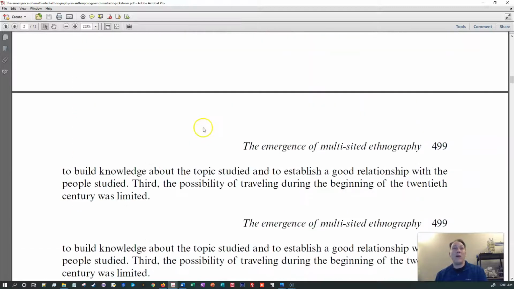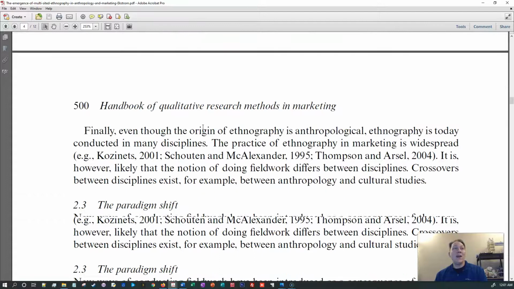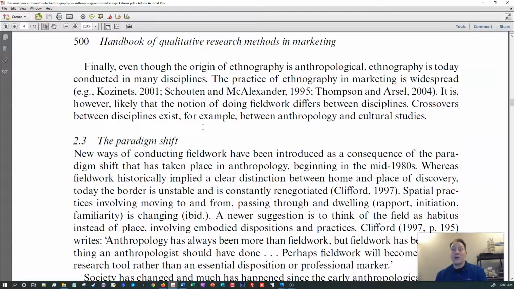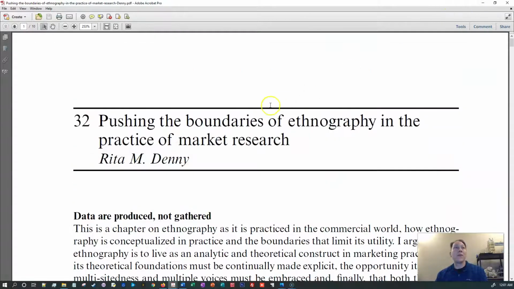And it talks a lot about the process of field work, and again, cites a lot of academic sources, but provides some kind of good framework in terms of how things have been changing and how marketing researchers have found that using a more varied multi-sited approach can be really useful for getting to the insights that they're looking for.